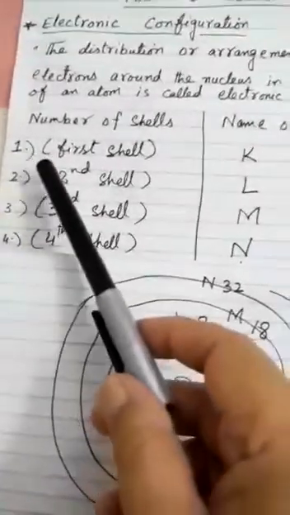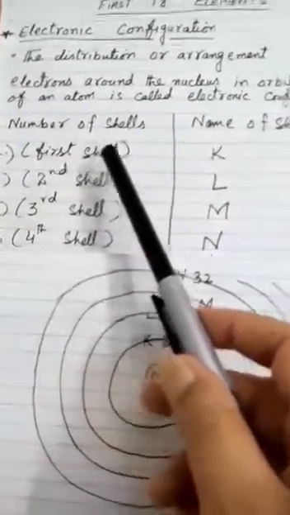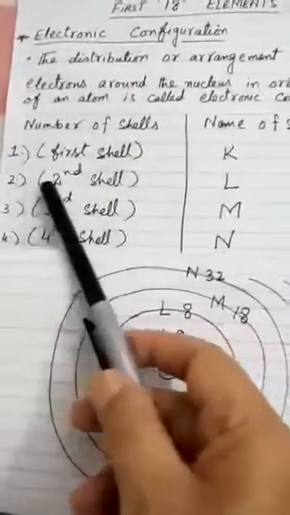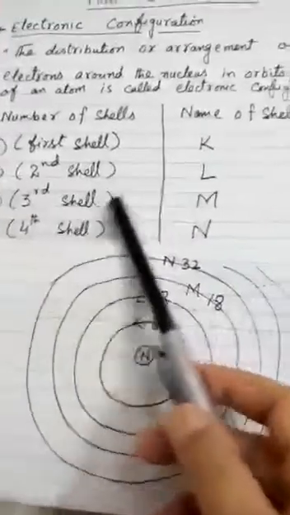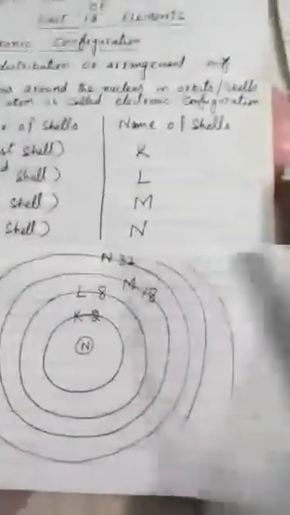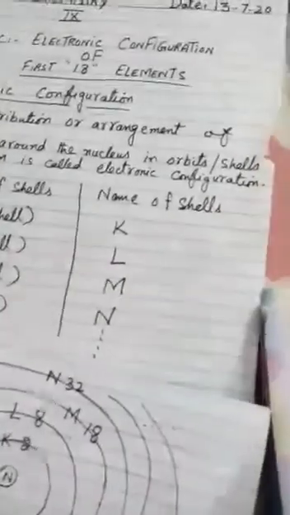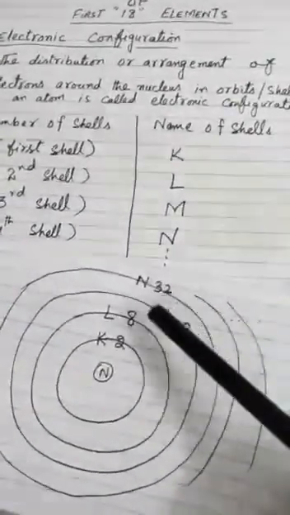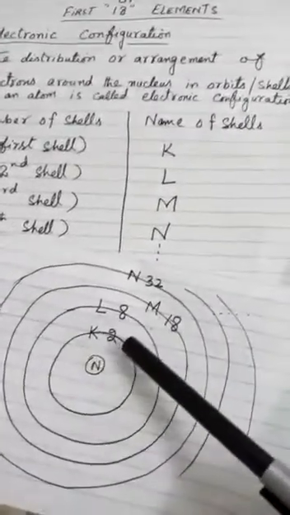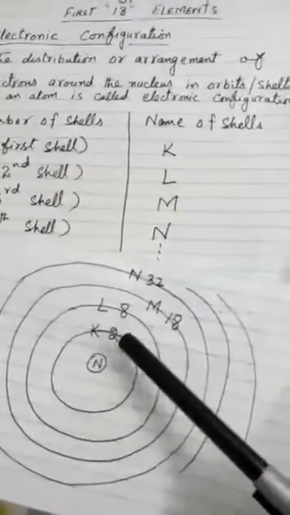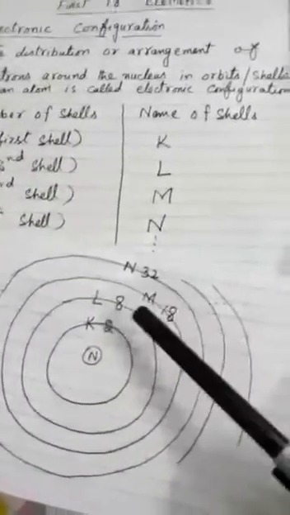I have written here number one is first shell, which is K. The name of second shell is L. The name of third shell is M, fourth, N, and so on, right? So, the distribution of electrons in these shells or orbits is done according to a formula. But before that, I would like to tell you that each shell has subshells.